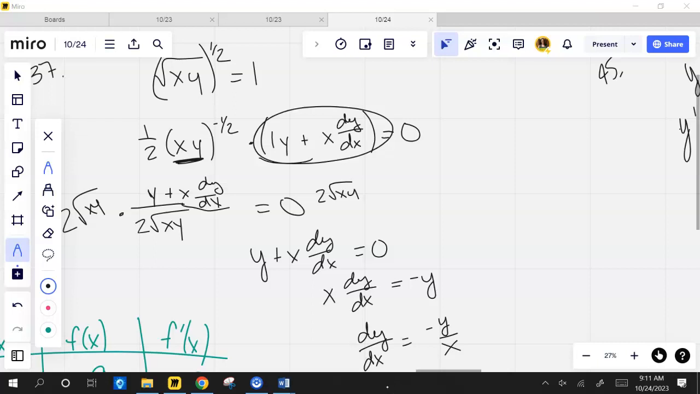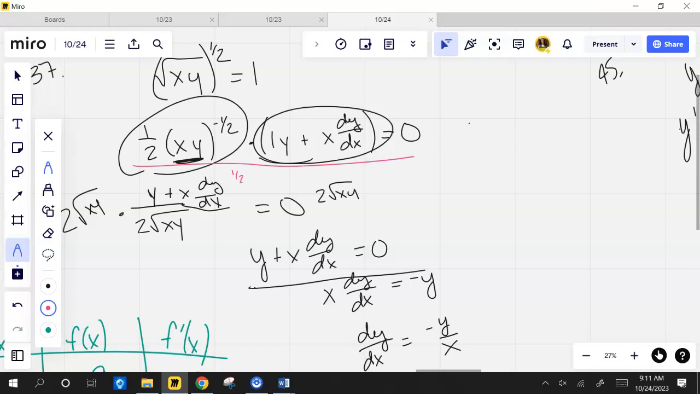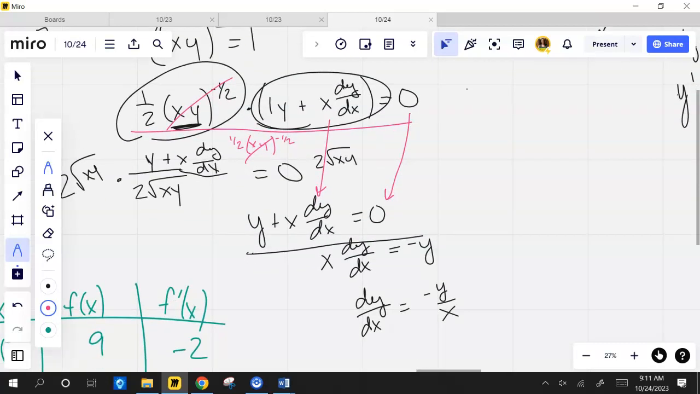So at this point, you really could have divided by this on both sides and just been left with y plus x times dy dx equals 0. You could come here and divide by 1/2 xy to the negative 1/2. Cancels out here, and over here it's just 0. Then it's easy to get dy dx by itself. Yes, ma'am.